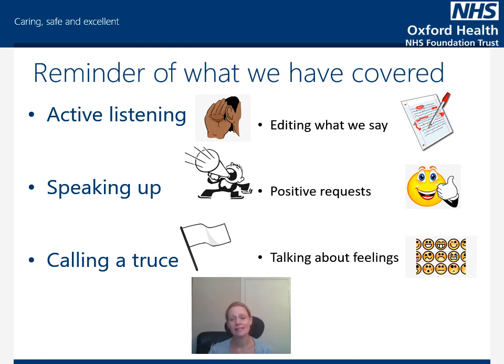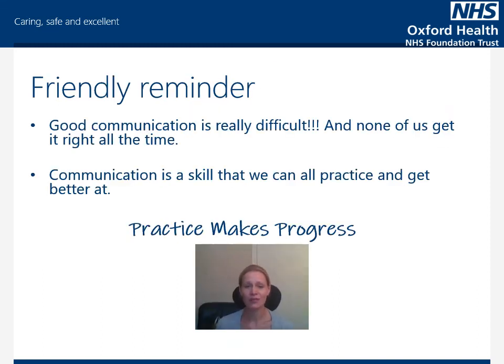So we've looked at 6 areas today related to communication skills. We've looked at active listening, speaking up, calling a truce, editing what we say, making positive requests, and talking about feelings. So please just remember that good communication is really difficult. We've given several examples today of the ideal ways of phrasing certain things, but obviously none of us manage to always phrase things the way that we want or get it right all the time. Communication is a skill that we can all practice and get better at.